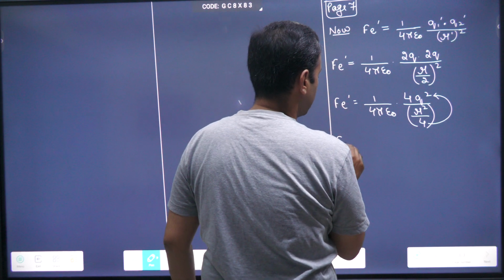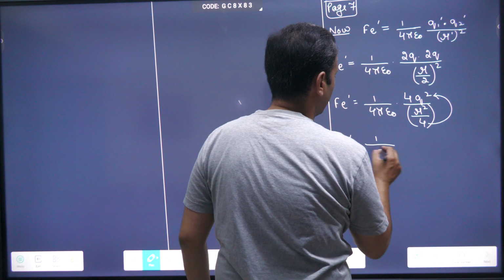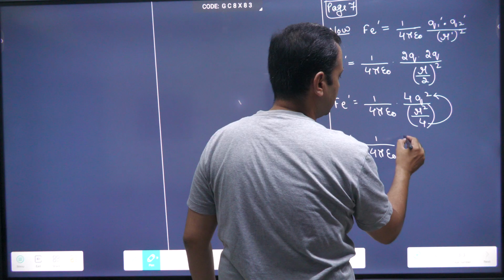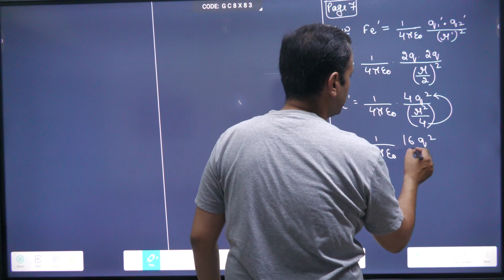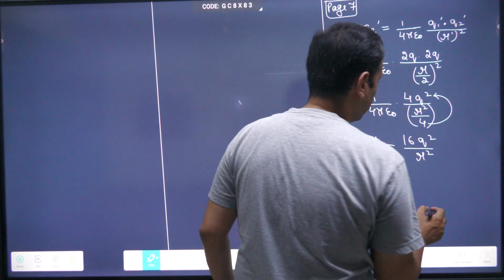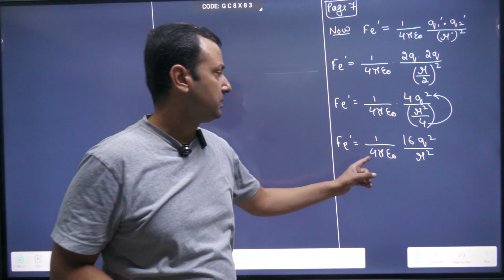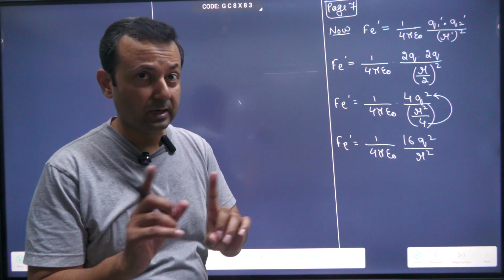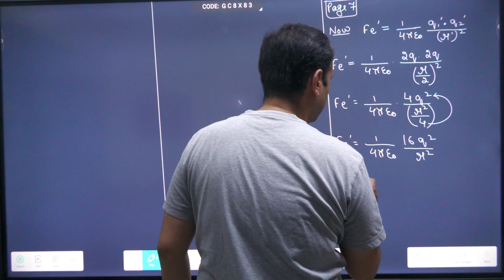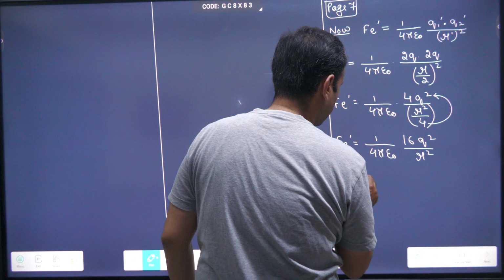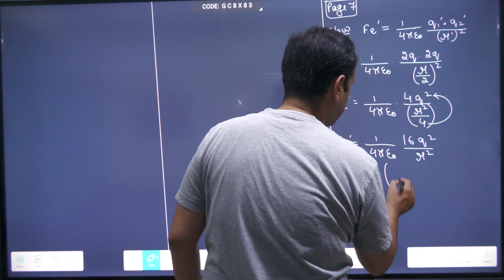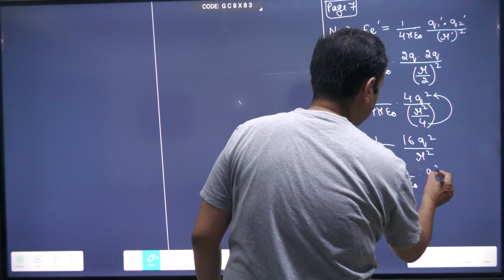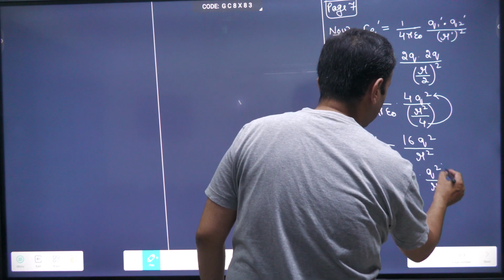Okay, so Fe dash will be 1 upon 4 pi epsilon naught. When this 4 gets multiplied here, then we get 16Q square upon R square. Do not try to cancel out these terms, the 4 with this 16. Do not try to cancel out. We can write it like this: Fe dash is equal to 16 multiplied by 1 upon 4 pi epsilon naught Q square upon R square.